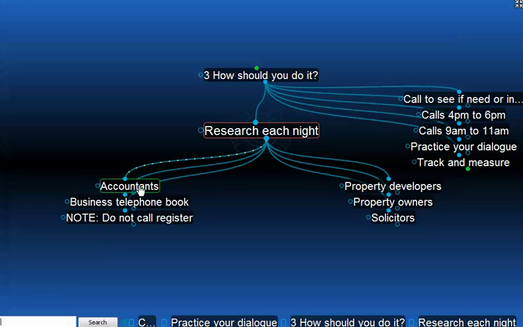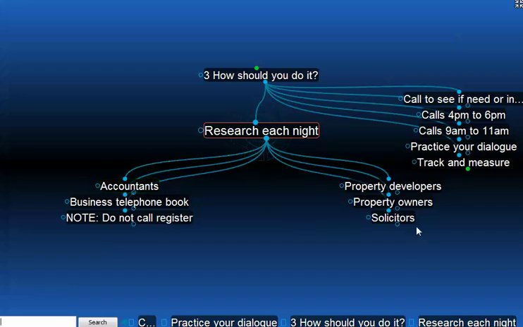Beyond that, I would say each night research some accountants to call. The accountants will have clients that require property assistance from time to time. You need to establish trust with these people, and eventually you'll get some business out of them. When you have a successful transaction, you'll find referrals and leads will start to flow.